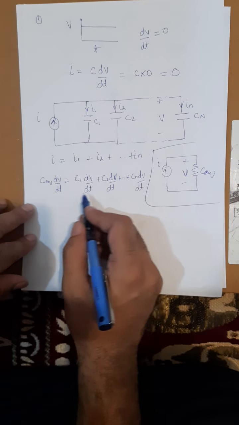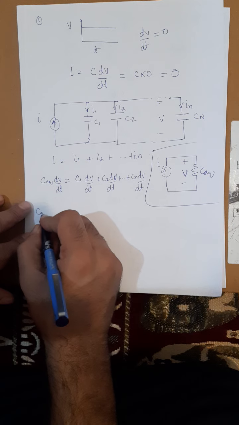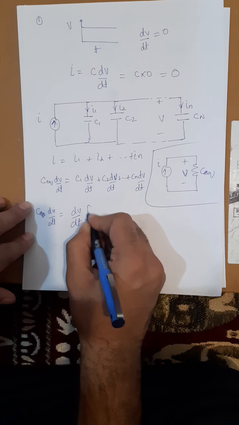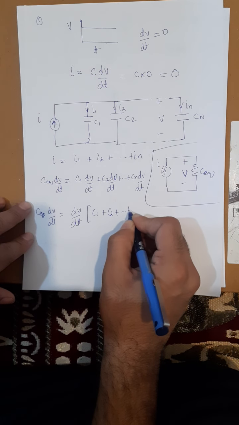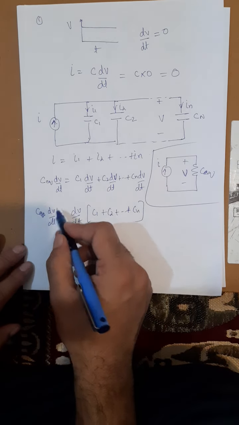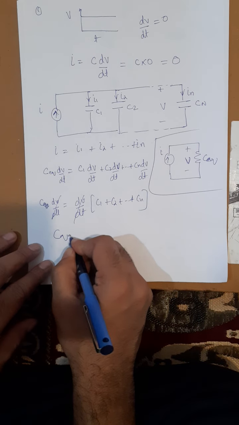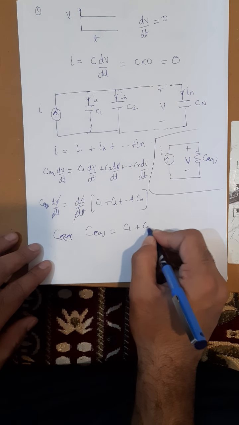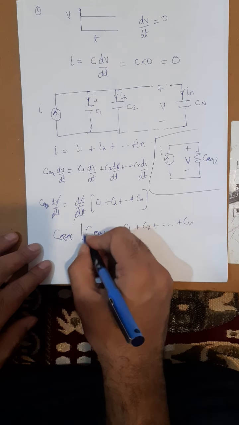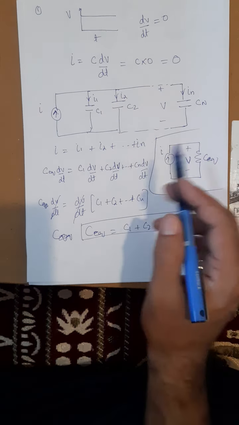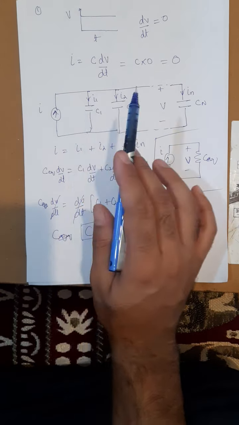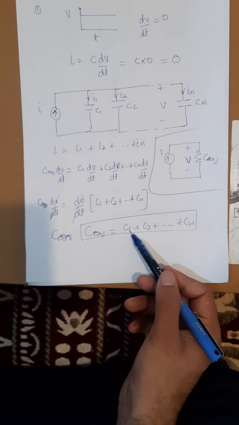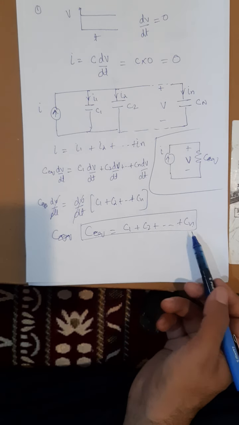Now take dV by dt common. C equivalent dV by dt is equal to dV by dt times C1 plus C2 plus Cn. The dV by dt on both sides will cancel each other. So I get C equivalent equal to C1 plus C2 plus Cn. So when capacitors are connected in parallel, the equivalent capacitance is equal to the sum of all the capacitances connected in parallel.